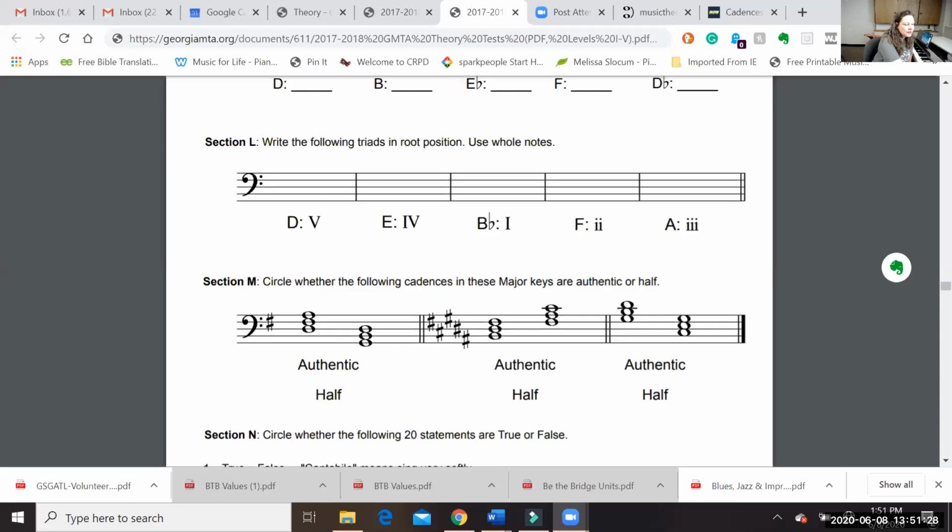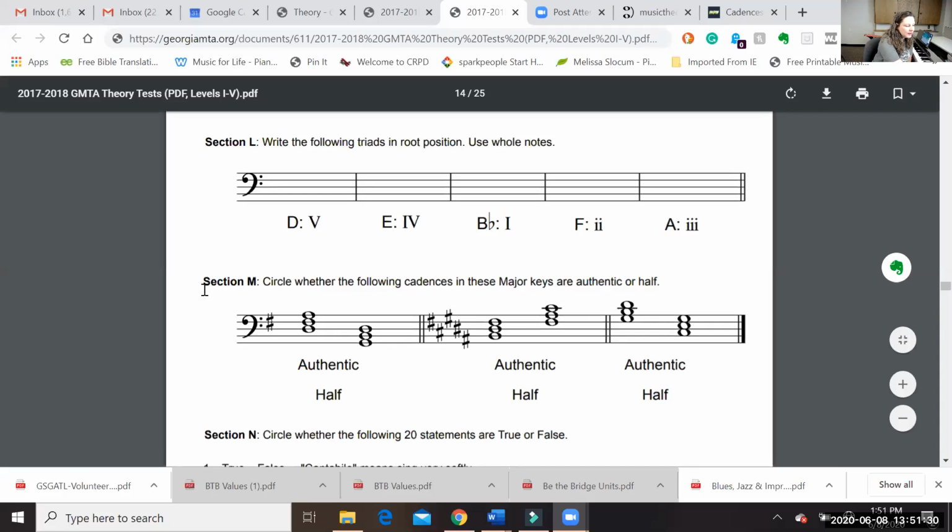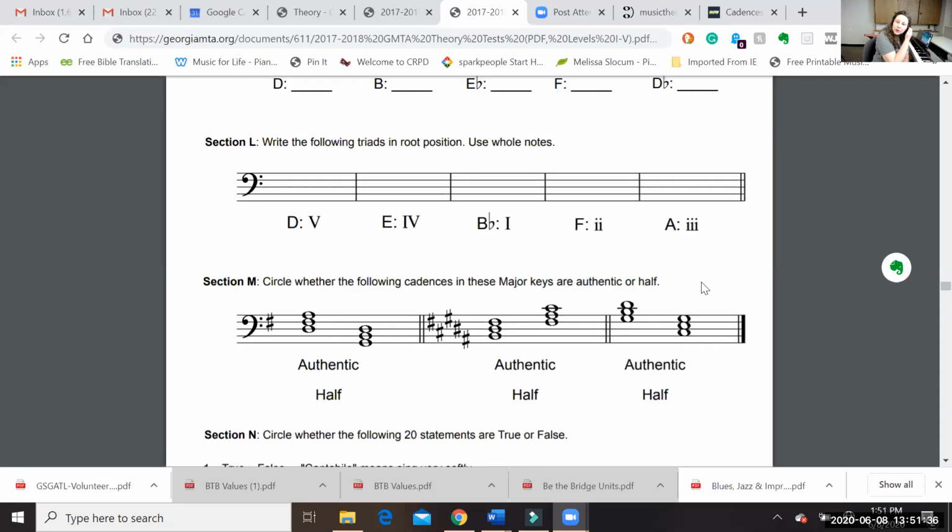So before I show you the cadence information, here's the theory exam. We're in section M. Circle whether the following cadences in these major keys are authentic or half. This is very, very simple. They're giving you bass clef chords, and if you were to play them, you would hear the tone, but you don't need to hear the tone. You can do the music theory behind it.